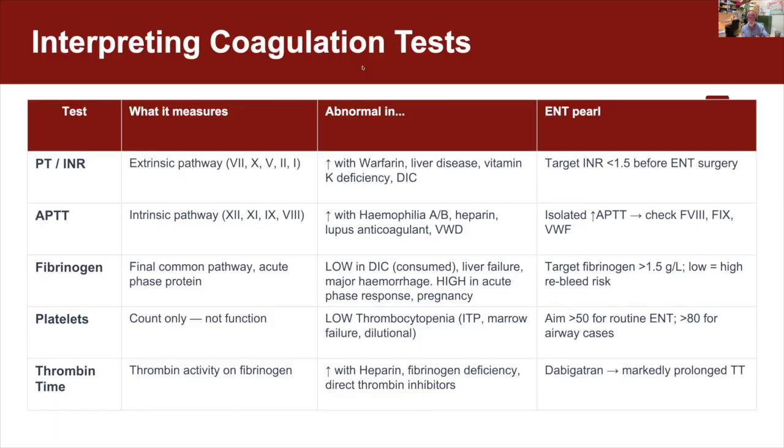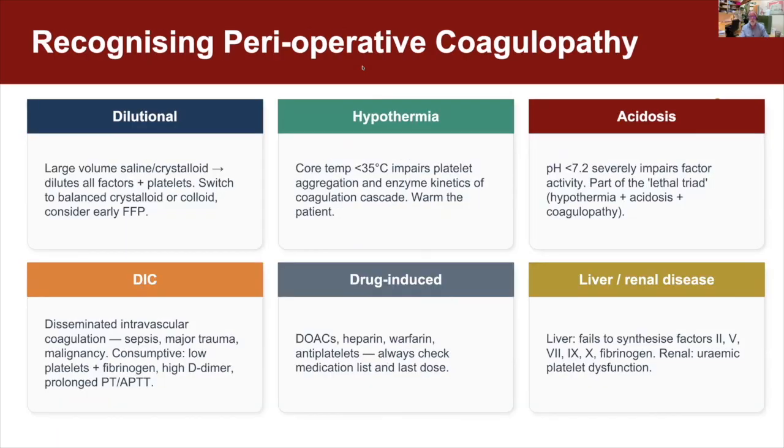Fibrinogen is right at the bottom of the cascade. It's low in DIC. Your target should be 1.5 for surgery. Platelets, this is the platelet count. It's not measuring platelet function, just a number. Low in thrombocytopenia, like ITP, for example. Aim for 50 or more for ENT surgery. More than 80 if you're doing airway cases. Thrombin time, I'm not going to go into that here.